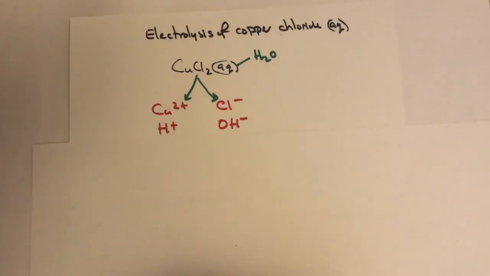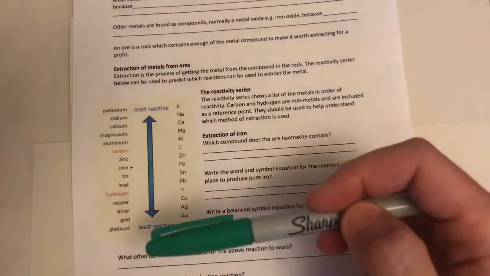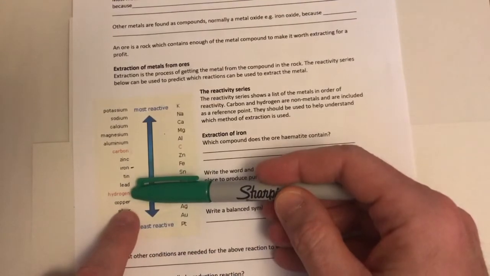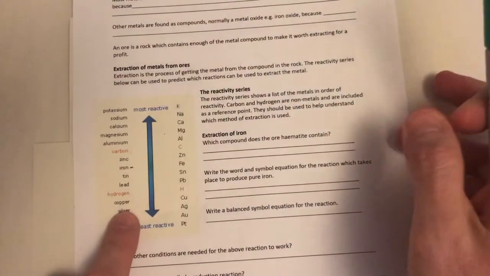At either electrode, I can only deal with one of those at a time. Let's look at what happens at the cathode. So at the cathode, here's my reactivity series just to remind us. Here's hydrogen and here's copper. At the cathode, it is the least reactive that is going to react first. So in this case, copper is below hydrogen in the reactivity series. So it's going to be the copper ions that react first.